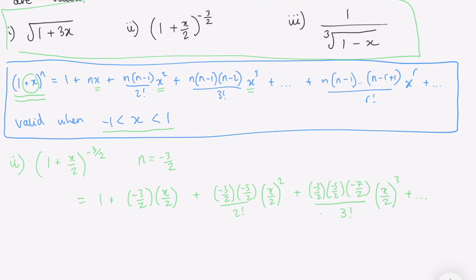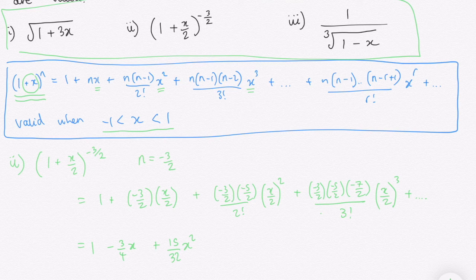So now it's just a matter of simplifying this expression. So we get 1, and this is going to be minus 3 over 4 lots of x. Here we are going to get a negative times a negative. 3 times 5 is 15. So we have positive 15, and then we're going to have 2 times 2 times 2 squared times by 2 factorial. So actually 2 to the power of 5. 2 to the power of 5 is 32. So 15 over 32 lots of x squared.